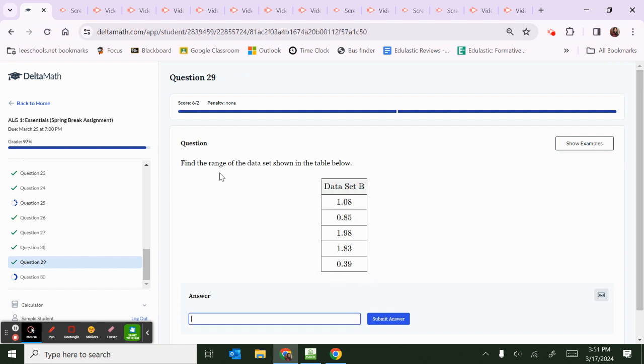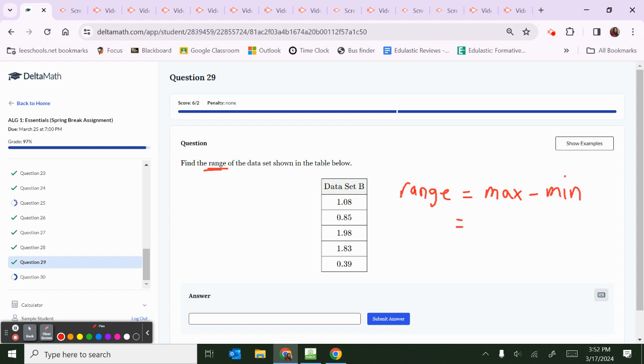This one doesn't ask for mean. What is this asking for? This is asking for range. Range is not the same as mean, guys. I know it looks like the same table, but you're not doing the same thing. Range means that you do your largest amount minus your smallest amount, so your maximum minus your minimum.